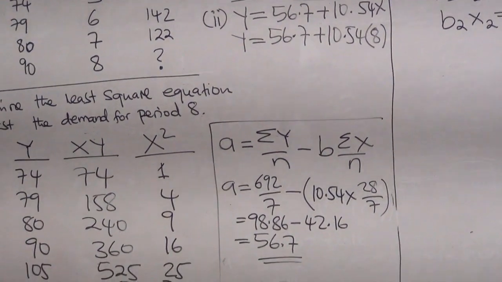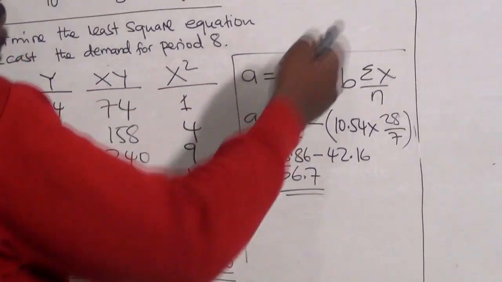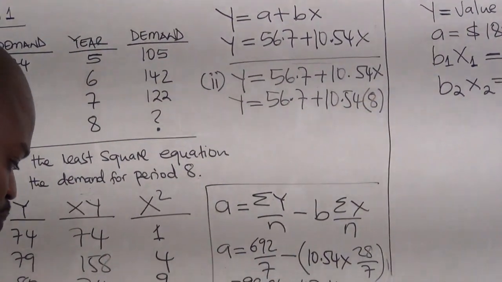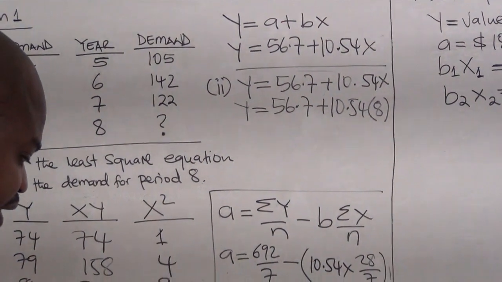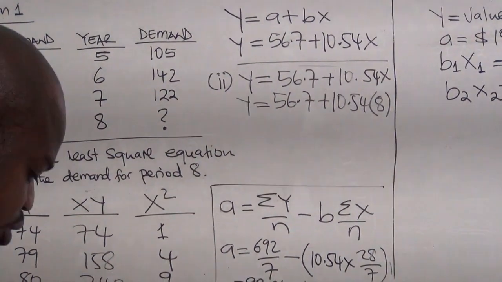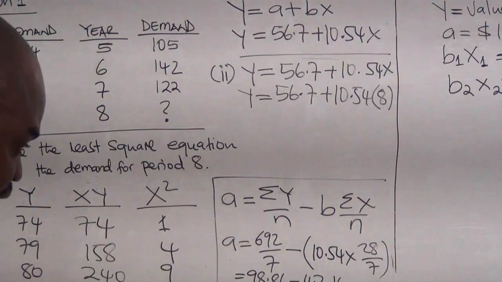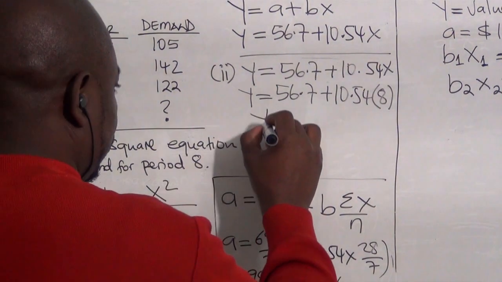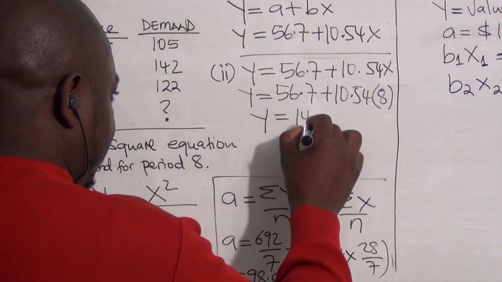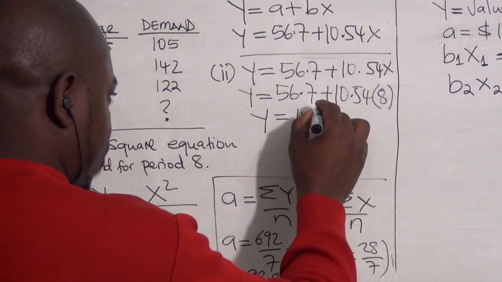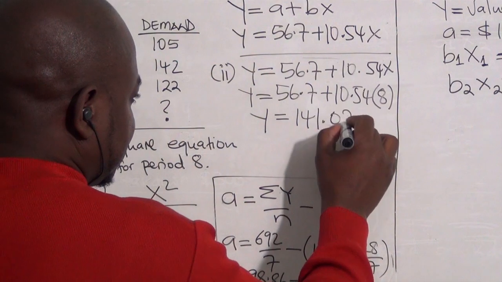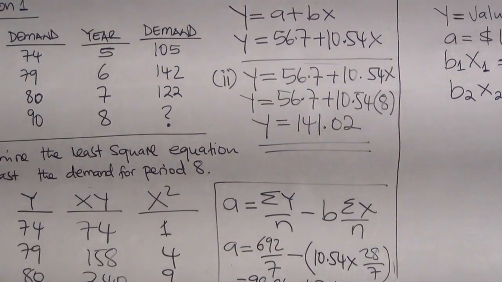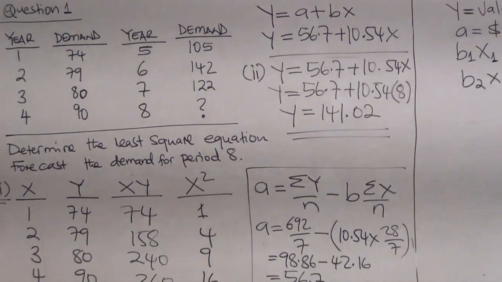So BODMAS takes preeminence here. I'll begin by multiplying there and then I'll add. So 10.54 multiplied by 8, I obtain 84.32 plus 56.7, I obtain 141.02. So y is equal to 141.02. This is basically the demand for period 8.